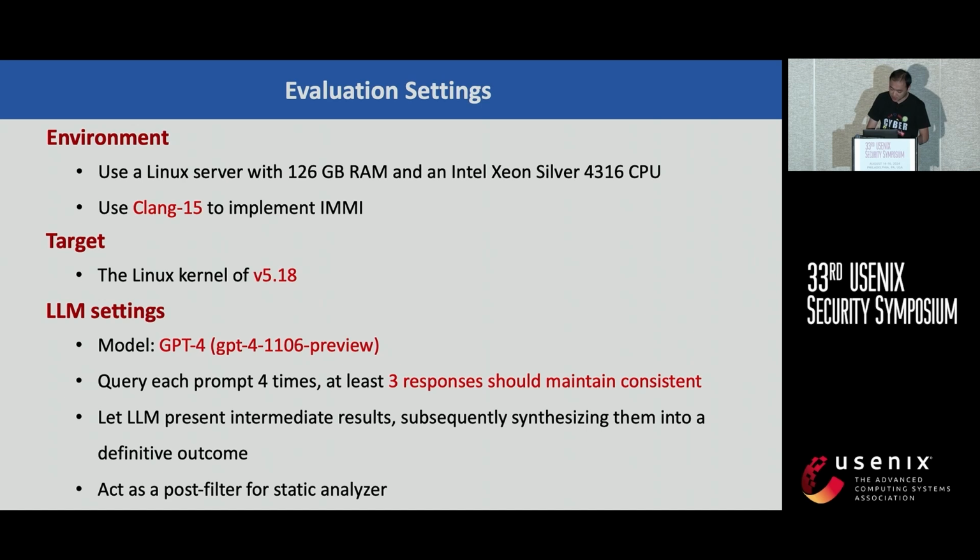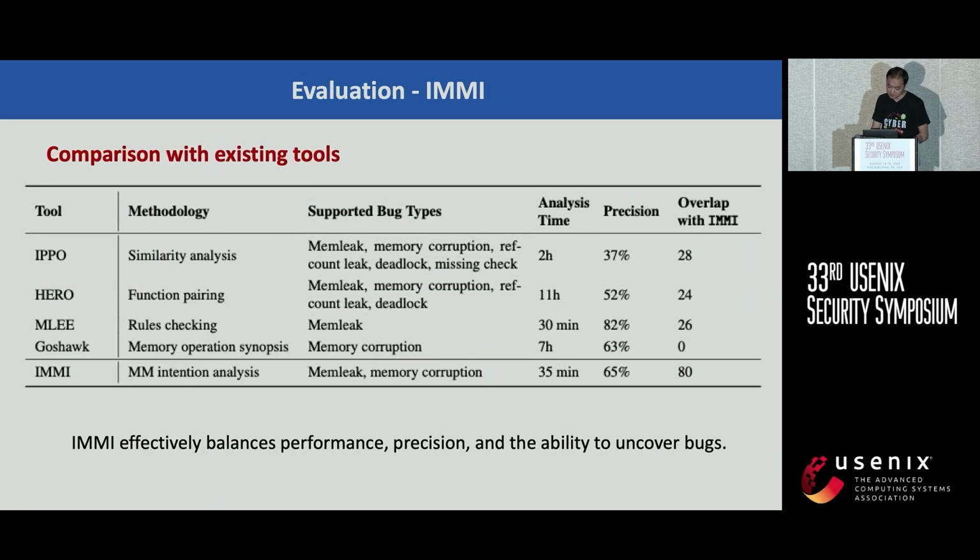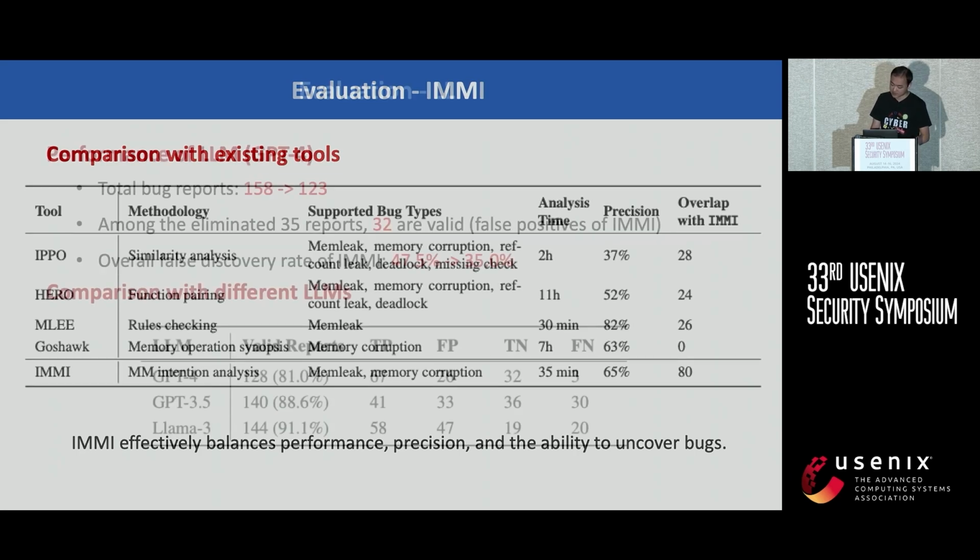And then is our evaluation part. We use Clang 15 with kernel version 5.18, and the large language model we chose is GPT-4, and we only consider the response of the large language model valid when at least 3 out of 4 responses conclude the same. We find a total of 80 bugs, and 72 of them have been confirmed or fixed. And also, we can see here, the time cost of IMI is extremely low: the static analysis over all the kernel code costs only 9.5 minutes. Compared to existing tools, IMI effectively balances performance, precision, and the ability to uncover bugs.